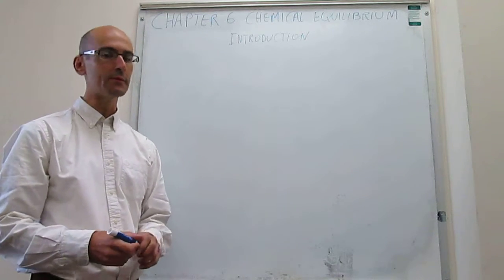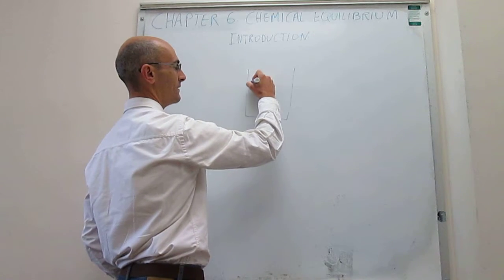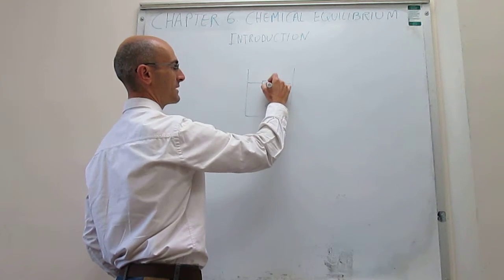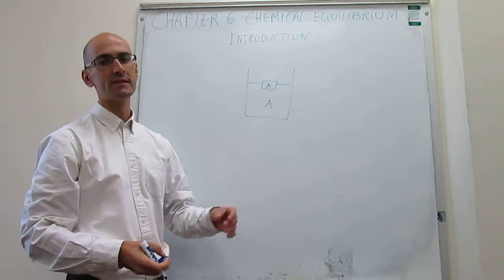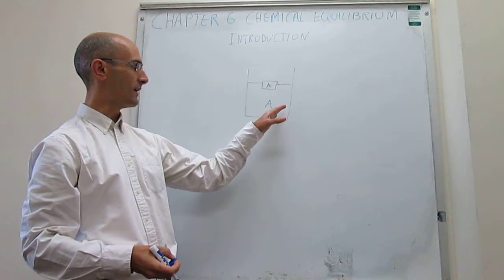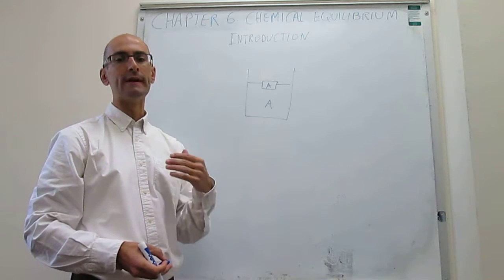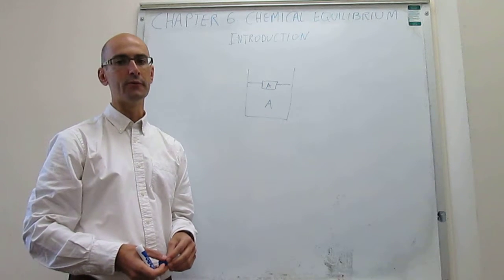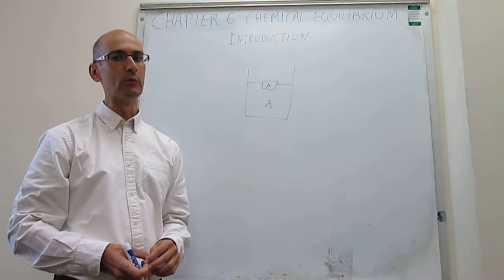In chapter 4, we were simply studying physical equilibrium, which essentially used a pure substance, and you were studying the equilibrium between the various phases of this substance. For example, here you would have perhaps liquid water, and then we studied the equilibrium between the liquid phase of water and the solid phase of water. That was chapter 4, and we learned a variety of things about that physical equilibrium.